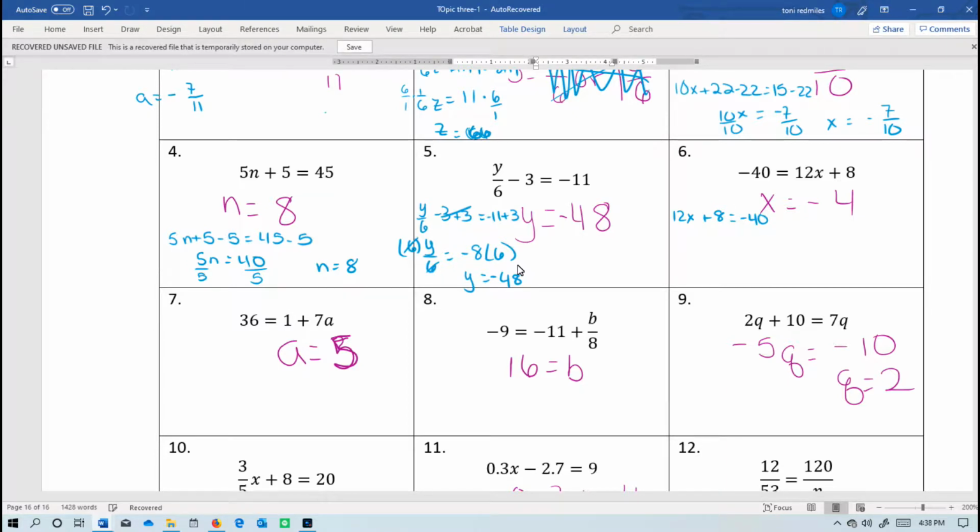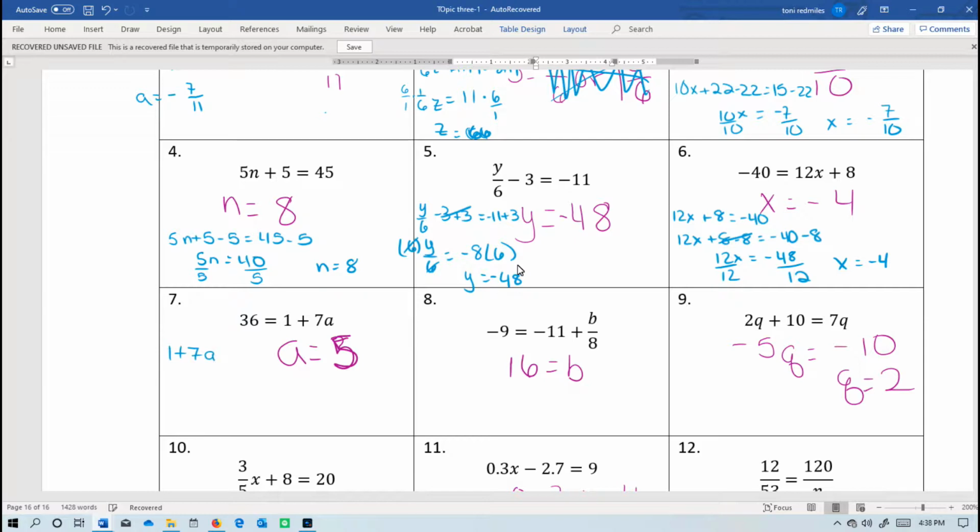All right, I've got to subtract 8 from both sides because it's being added. Leaving me with 12x equals negative 48. Divide both sides by 12 because it's being multiplied, and x equals 4, and it's going to be negative. All right, I'm going to flip-flop the sides here.